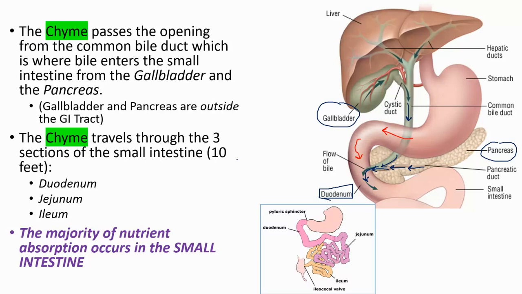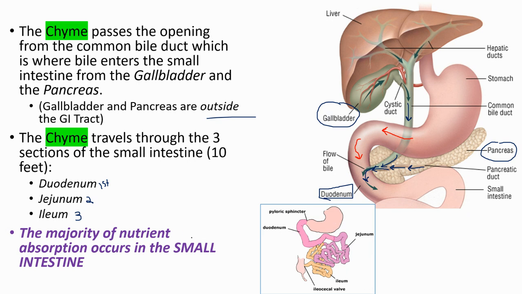So they help add digestive enzymes back once the chyme enters into that first section, the duodenum of the small intestine. So again, that pancreas and gallbladder are outside the GI tract. Chyme is going to travel through the 3 sections of the small intestine. The first section being the duodenum. Again, this is where everything gets added back in, right? The jejunum is the middle section, and then the ileum is the third. That is the last section of the small intestine. So definitely know your sections of your small intestine.